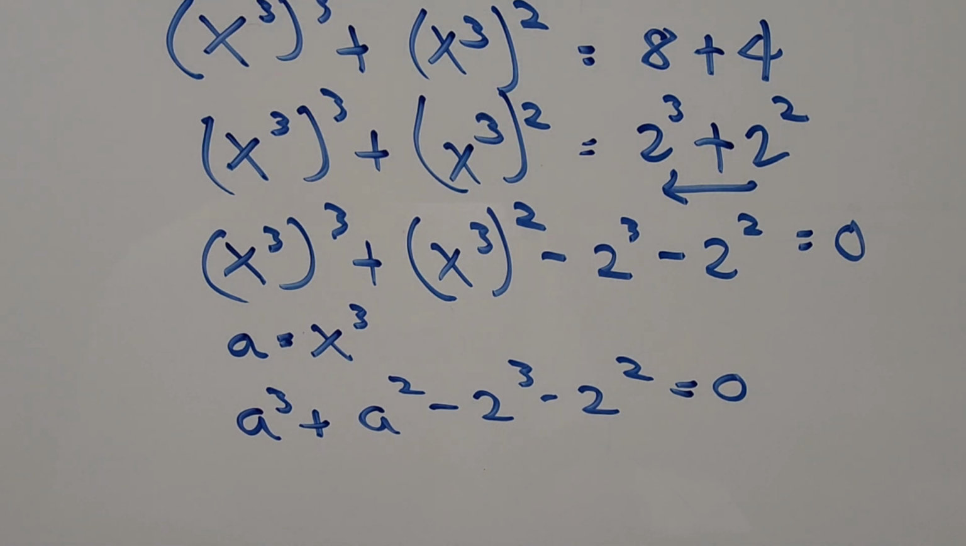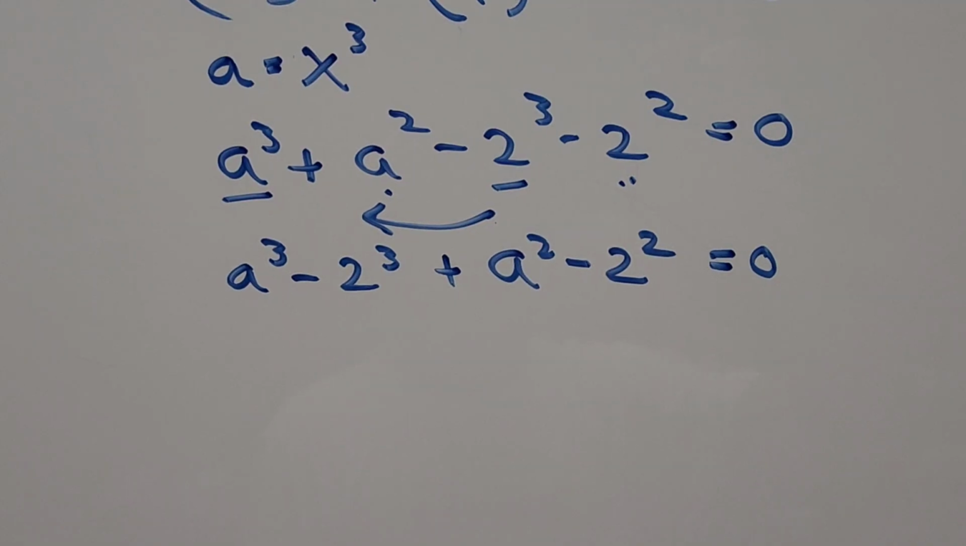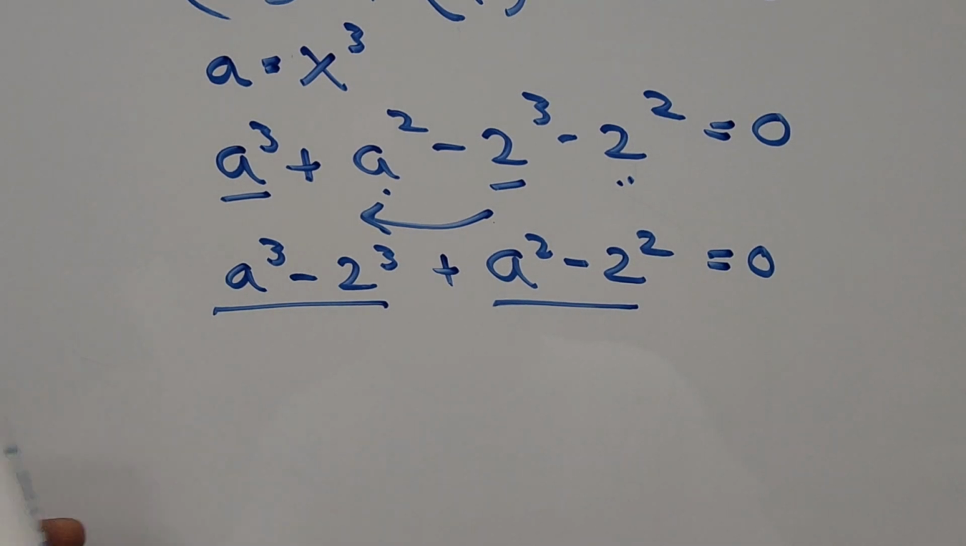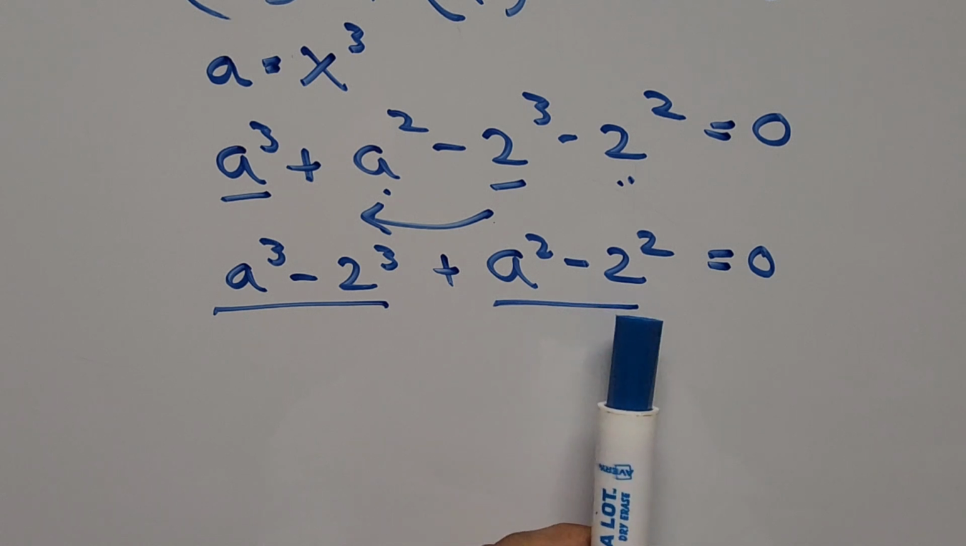So now, if you notice, we can put the cubes together, and the squares together. So the cubes combine. Let's move this next to the first term. So we have a cubed minus 2 cubed plus a squared minus 2 squared equals 0. So now we notice something, right? Are you familiar with this combination? A cubed minus 2 cubed, and here a squared minus 2 squared.